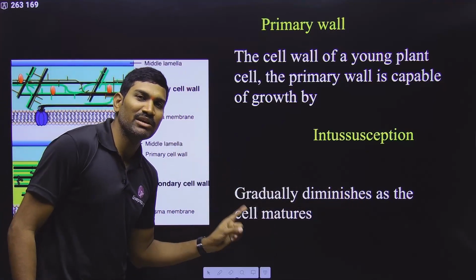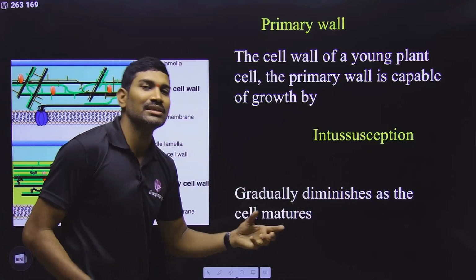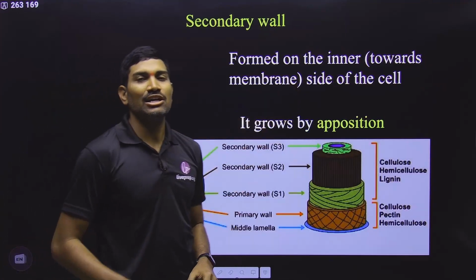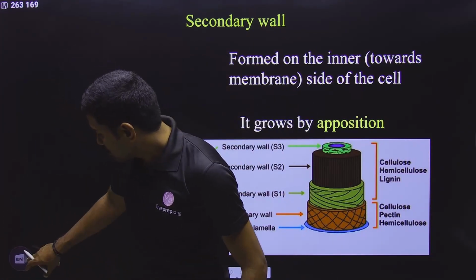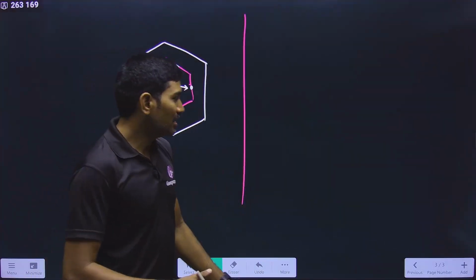Why is it becoming further thin? Because of the cell maturation. Because when the cell undergoes maturation, then secondary wall formation will occur. And how will the secondary wall be formed here? How will the secondary wall grow here?